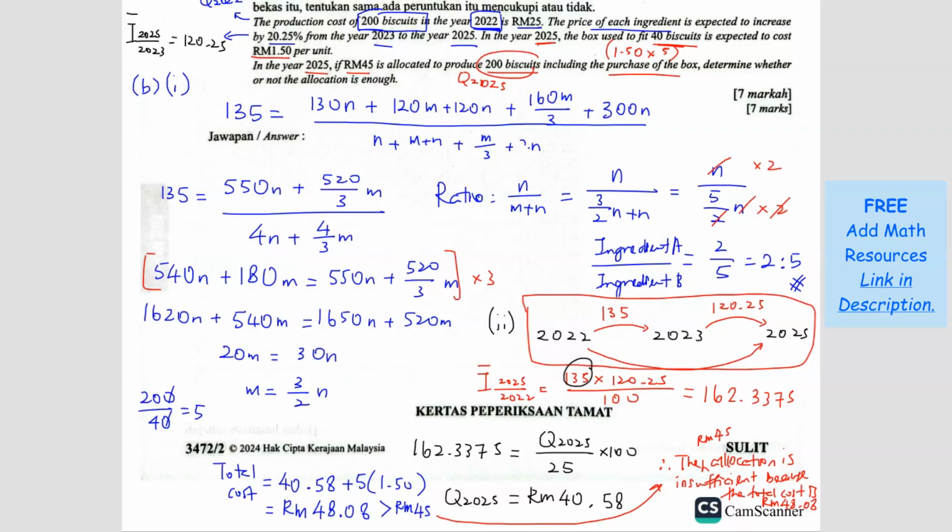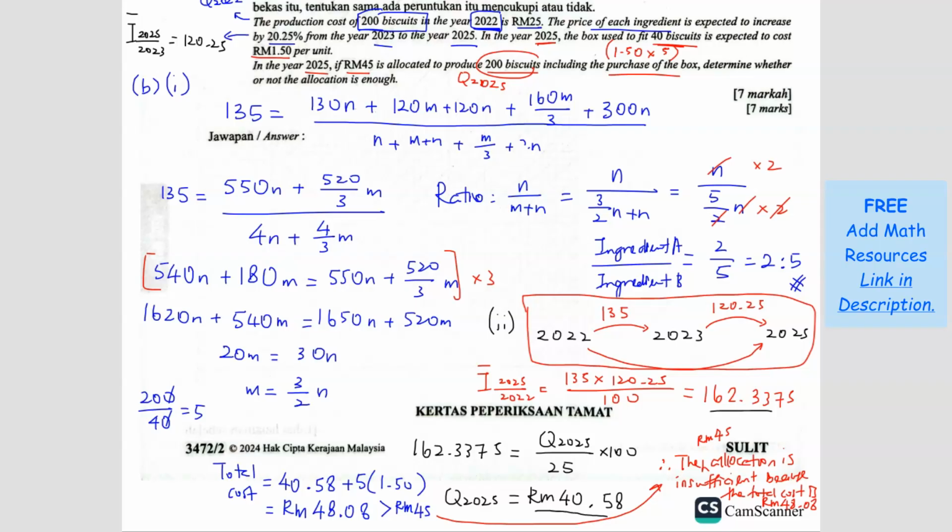Okay, so with this information, we can use the price index formula. So this is the price index, this is 2025 based on 2022, right? So the top here should be Q 2025, the bottom here should be Q 2022. Q 2022 is given, 25 ringgit. That's what is stated in the question. And Q 2025 is what we are looking for. Then times 100. So rearrange this, you get your Q 2025 is 40.58. So that means to produce the 200 biscuits in 2025 is going to cost you 40.58 ringgit.